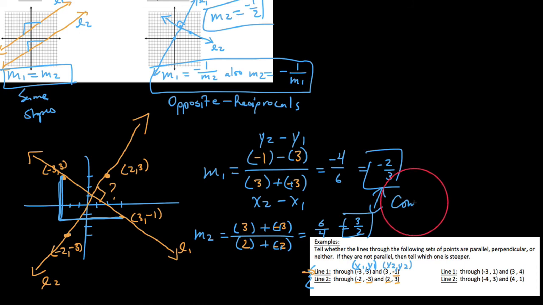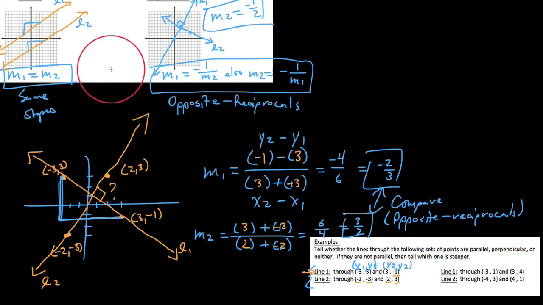When I compare, what I want you to notice is that they're opposite of one another in sign, and they're also reciprocals. So opposite reciprocals. The thing we're going to draw from this is that we can identify that just by knowing the definition of parallel and perpendicular.